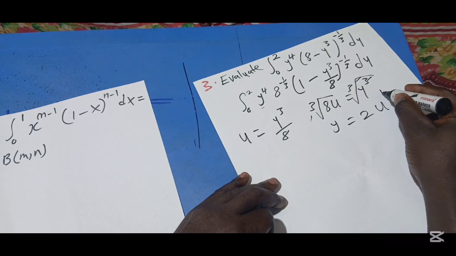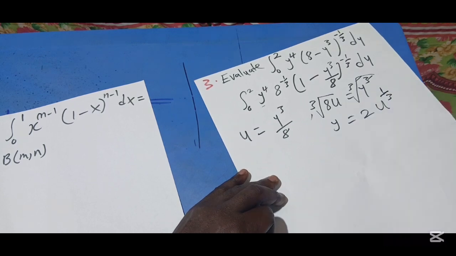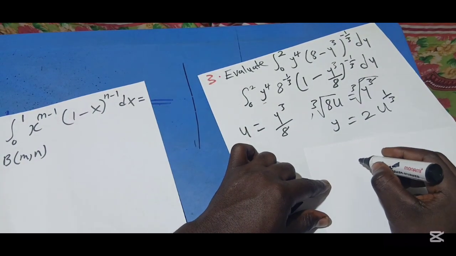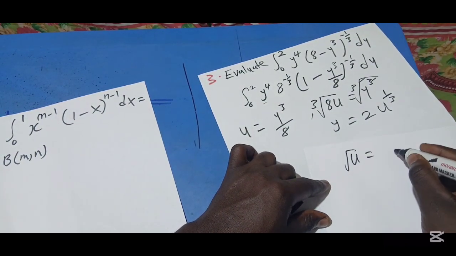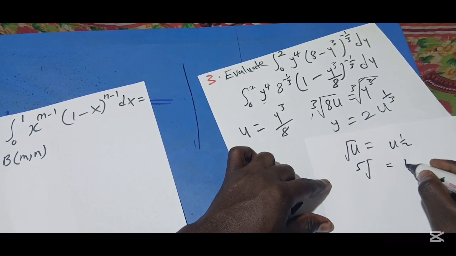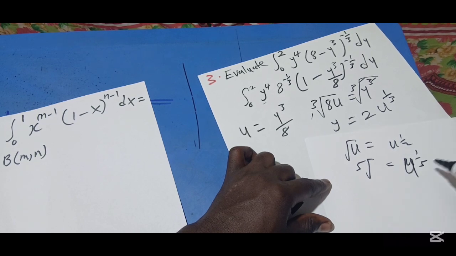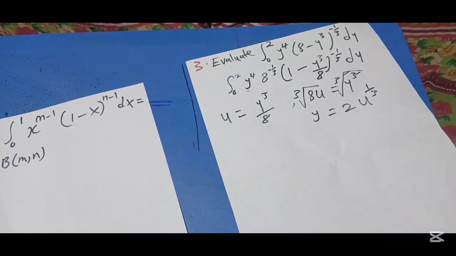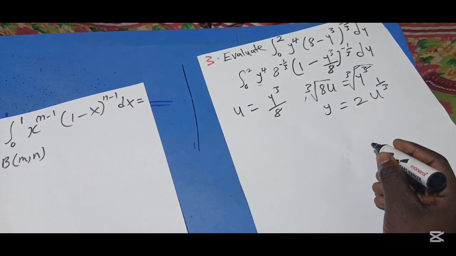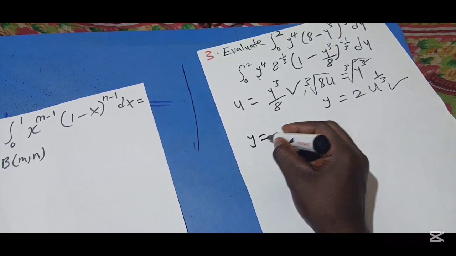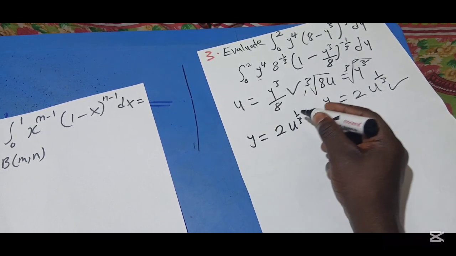And the cube root of u is the same as u to the power 1 on 3, right? Because if we have u squared, it is the same as u to the power 1 on 2. So the fifth root of u is the same as u to the power 1 on 5. So now we know the value for y. What we also need is dy. Let's keep this in mind: our y equals 2u to the power 1 on 3.